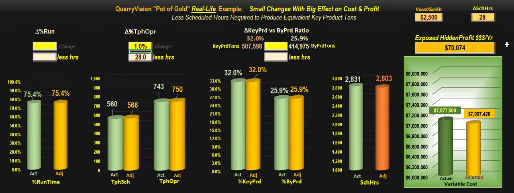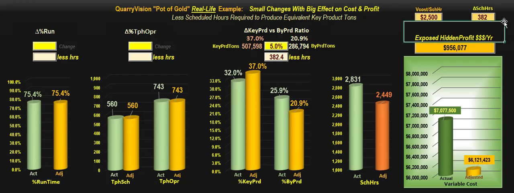Another thing that is easily analyzed, using belt scale data to identify potential for achievable improvement, is the relationship in yield and rate of production of key products versus byproducts. The actual for this year at the example quarry was 507,000 tons of key product versus 410,000 tons of byproduct, or 32% versus 25.9%.